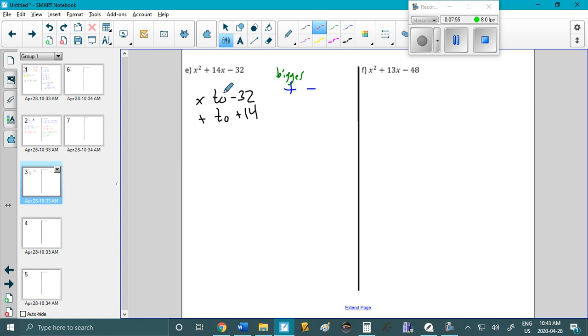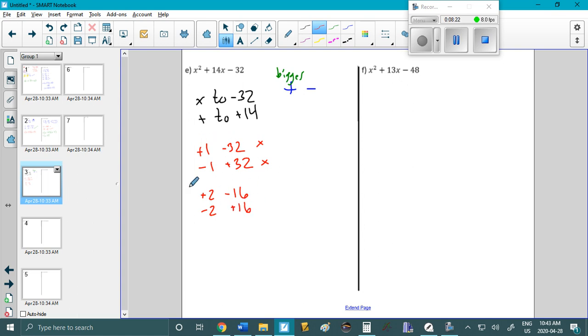So I do 32 divided by 1, and I get 32. So plus 1 and minus 32, or minus 1 and plus 32. If I add 1 minus 32, that's not 14. Negative 1 plus 32, that's not 14. So I do 32 divided by 2, and I get 16. So plus 2 minus 16, or minus 2 plus 16. I just write both pairs.